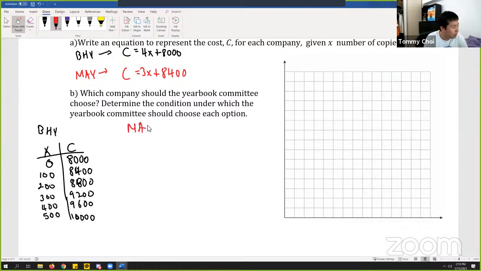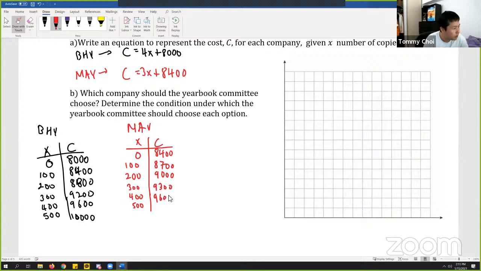For MAY, we do the same table here, X and C, and we do the same numbers for X. For C, we now start at 8,400, but it goes up by 3 per copy. So 100 would be 3 times 100, which is 300. So we have 8,700, 9,000, 9,300, 9,600, and 9,900.